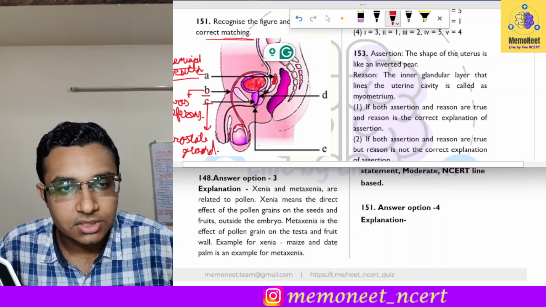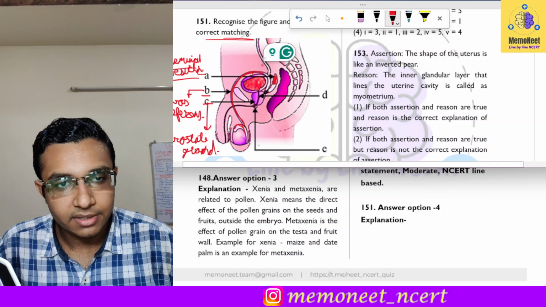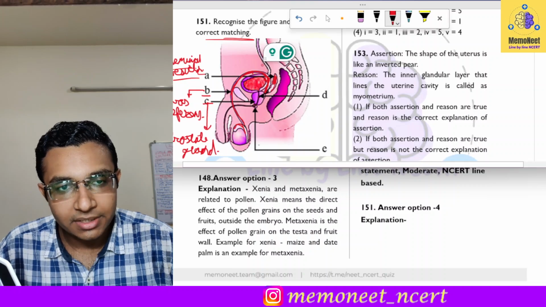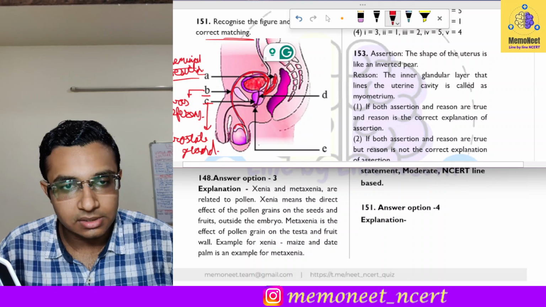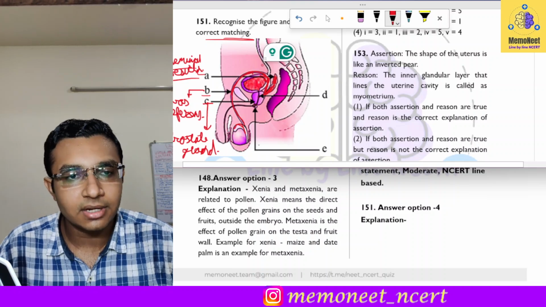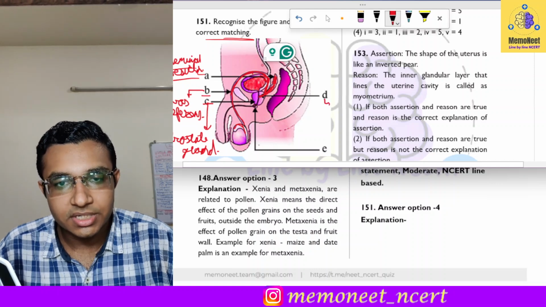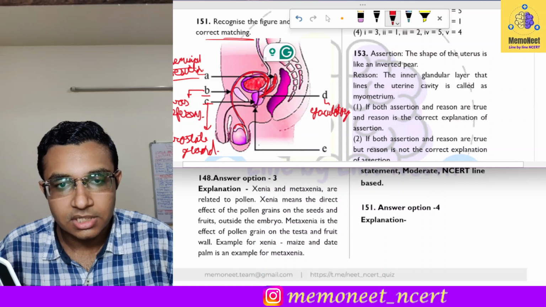Next is the structure D. Now as you can see, this is the vas deferens which we identified, the structure B. This is looping over the urinary bladder and it is being joined by the duct from the seminal vesicle over here, okay. And these two ducts, the vas deferens and the duct from seminal vesicle, these join to form the ejaculatory duct, okay. So D is the ejaculatory duct.